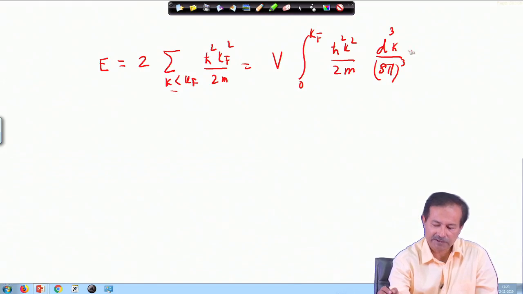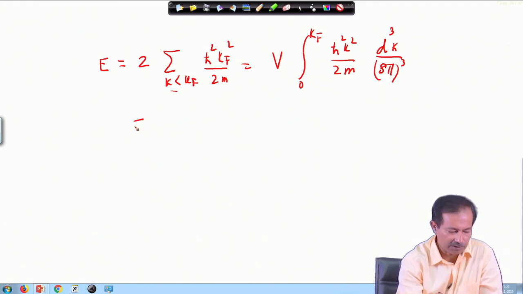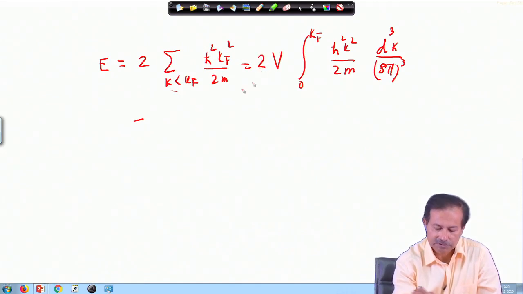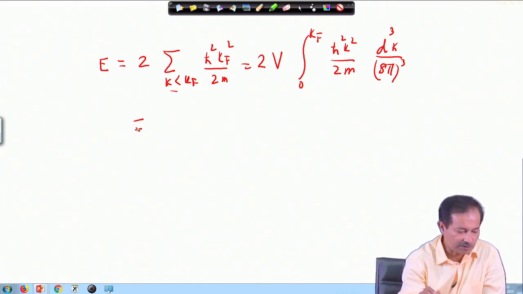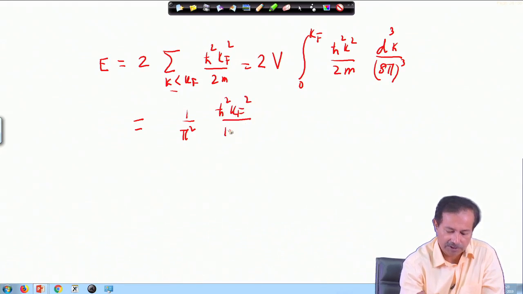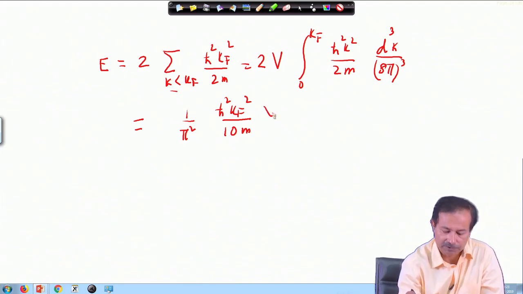And now, d³k is 4πk² dk, I will put that in, and at the end of the day you will find there is this factor of 2 for spin degeneracies. So, I will calculate this. You can go ahead and calculate it, and you will find that this is 1 by π² ħ² k_F⁵ by 10m into V.